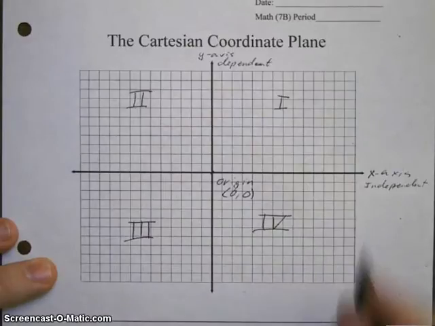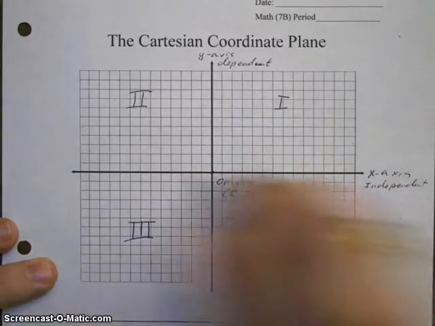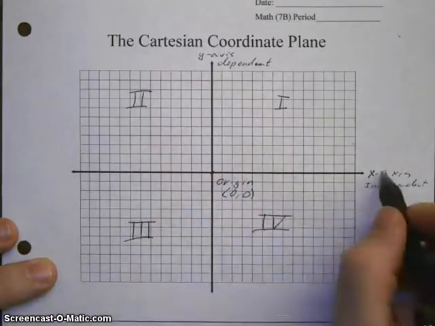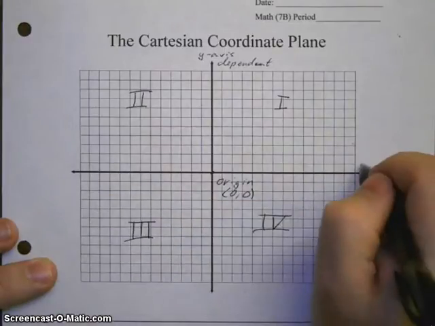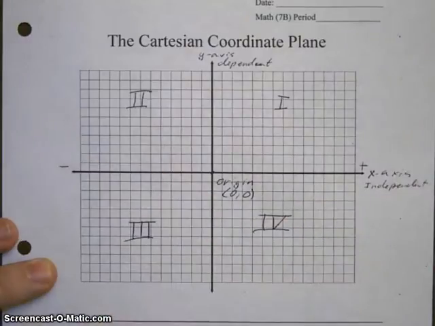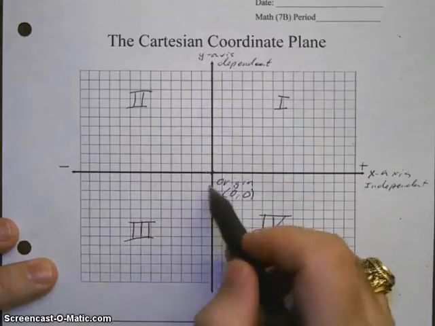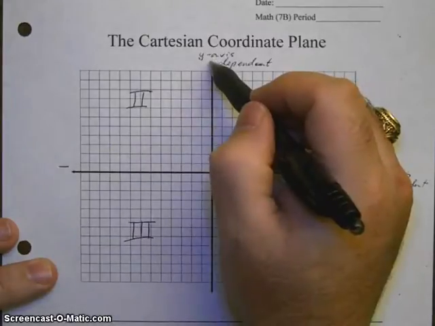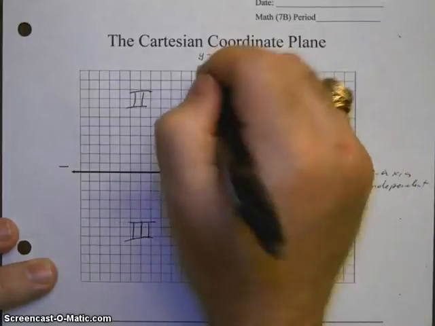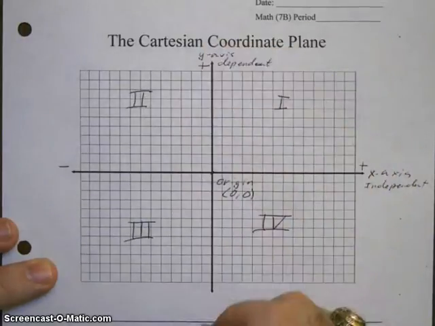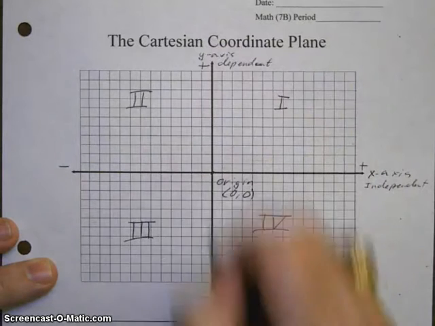Some other things you need to understand: the axis is like a number line. If we're going this direction, this is the positive direction for x. This is the negative direction. To the left is the negative direction for x. Going up, the vertical direction for y, going up is positive for the y values or the dependent values. Going down is the negative values.